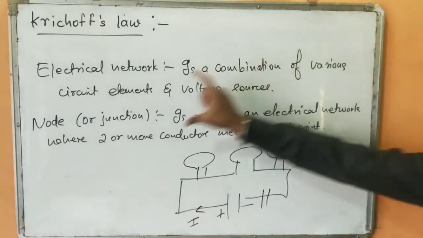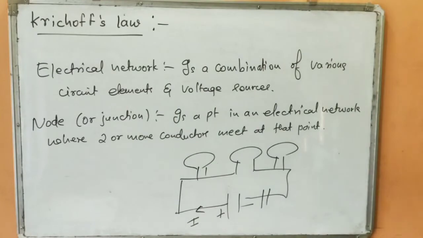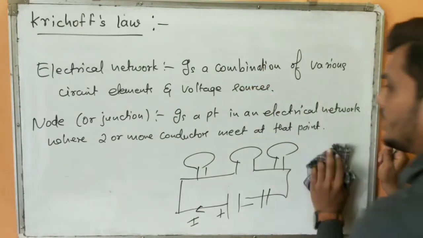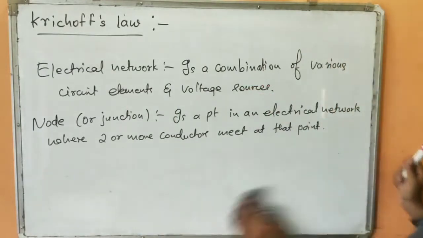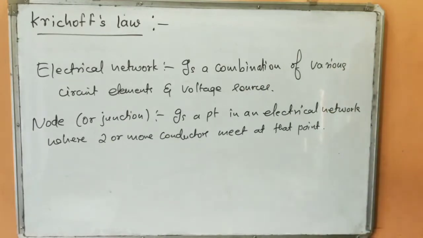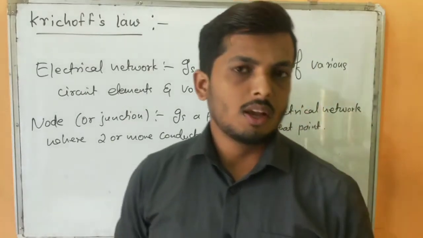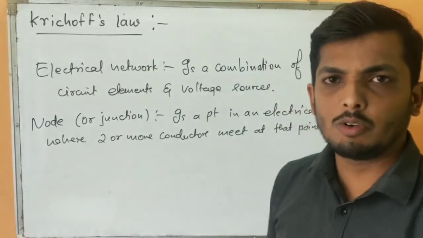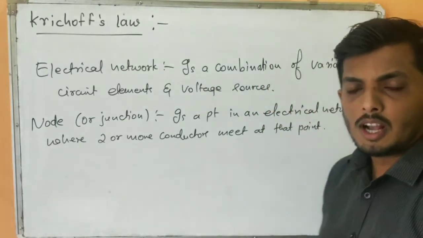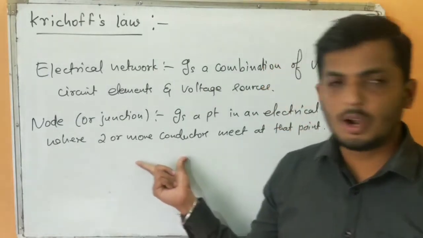So first we'll study certain terms related to Kirchhoff's law. Among them are the electrical network and nodes. A node is a point in an electrical network where two or more conductors meet. In simple language, it's a junction. What is a junction? Where two or more conductors meet at a common point.